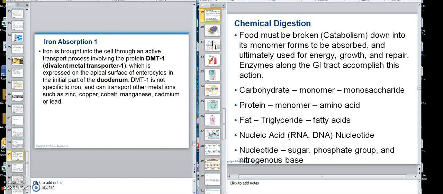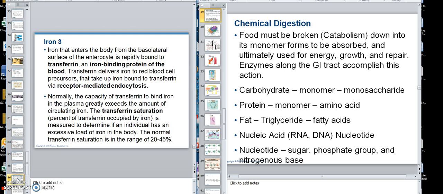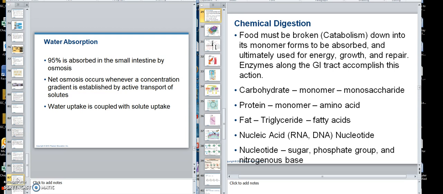Iron absorption: iron is brought into the cell through a transporter, DMT1. Iron absorption, ferritin, ferroportin. Iron may leave the cell and enter the body via the basolateral membrane through ferroportin. So we won't talk a whole lot about iron. We talked about it before. If you want to talk about that, we can do that at another time.